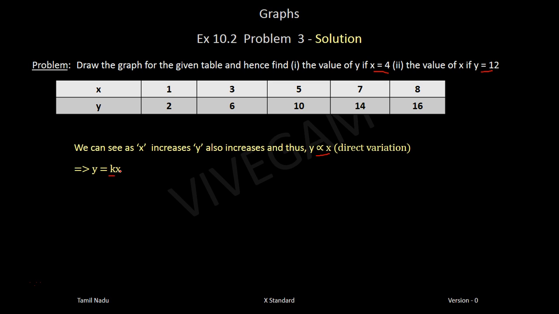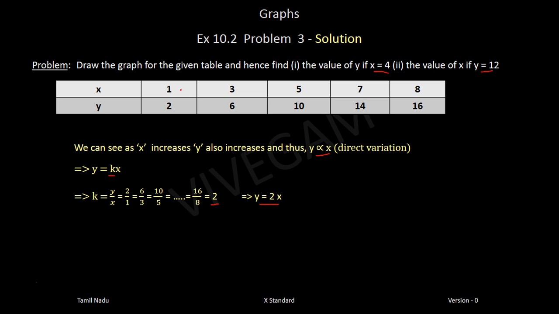So what is k? k is y by x. So let's find the k value. For this case, y is 2 and x is 1, so k is 2 by 1. For this case, it's 6 by 3, so that is 2. So in all the cases, it is the same constant: 6 by 3, 10 by 5, 16 by 8. So k is 2. When k is 2, what is the equation? y is equal to kx and k is 2, so it becomes y equal to 2x.